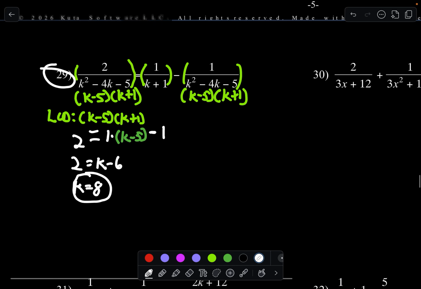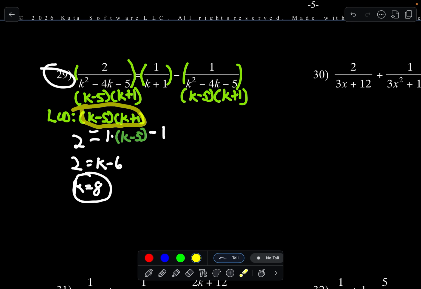Let's check to see if k equal to 8 gives you an LCD that's 0. We're looking at our LCD, k minus 5, k plus 1. 8 does not make either one 0, so that's the solution.